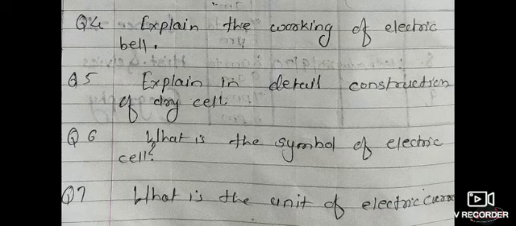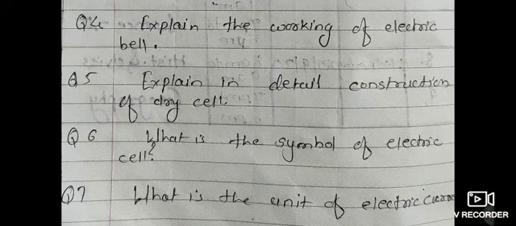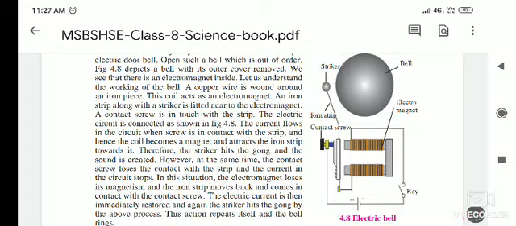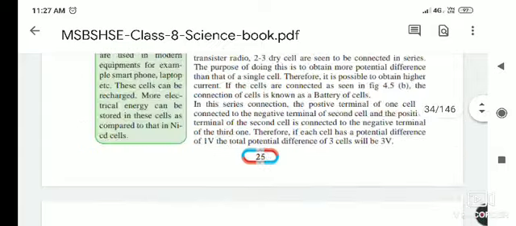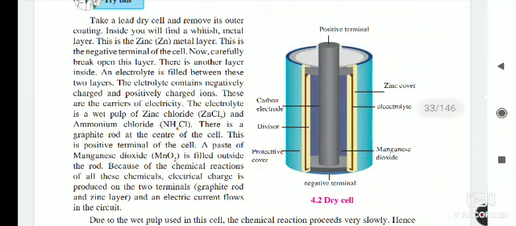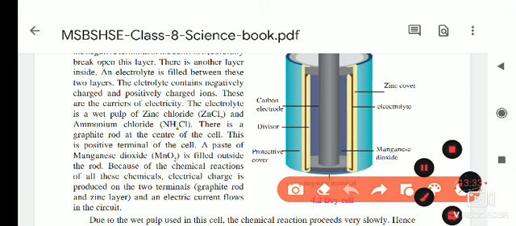Question number 5. Explain in detail the construction of a dry cell. So we will see this question. Now we have to find the construction of the dry cell. The dry cell's figure is here, and as you know, we also have to draw the figure at the time of writing its construction. Okay, so here the answer is given.